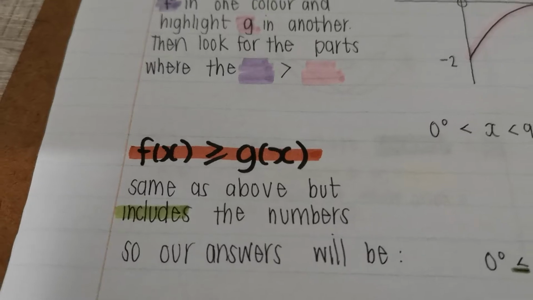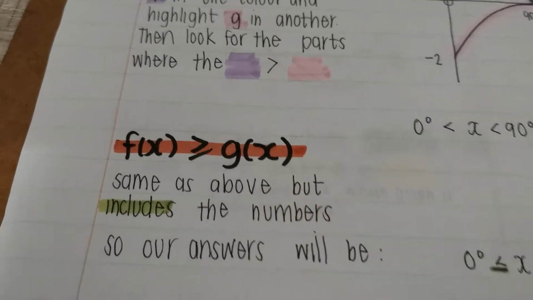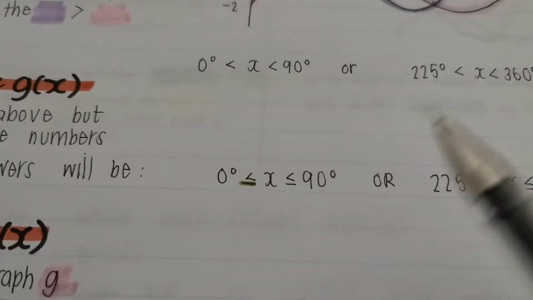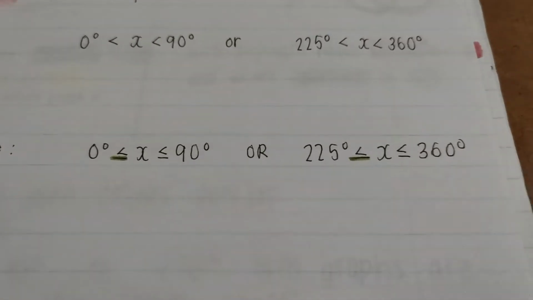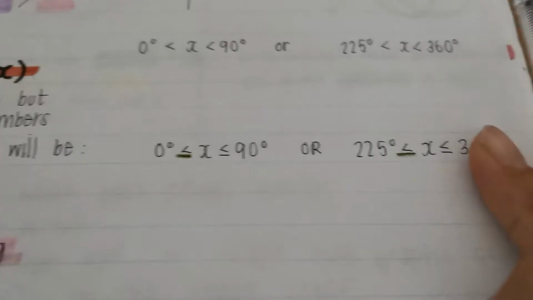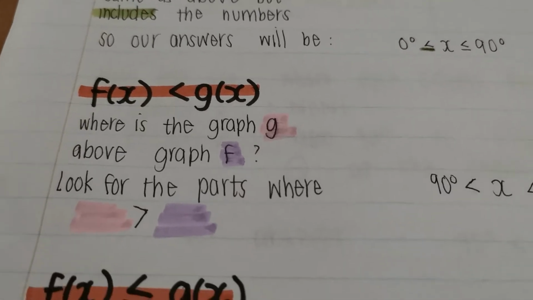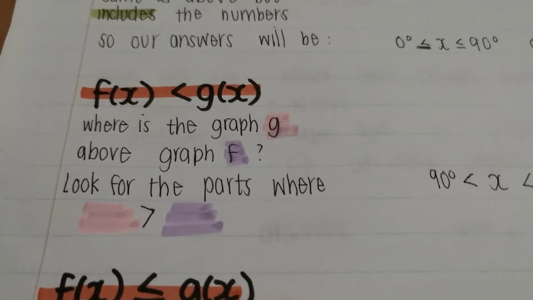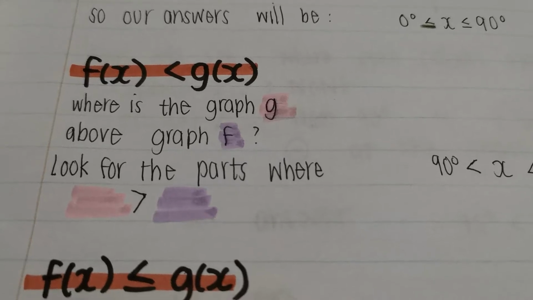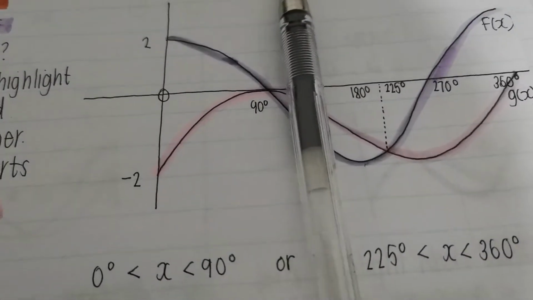If I give it to you as f of x greater than or equal to g of x, same thing like what I did, just this time it must be included. That's all. If I say it the other way around, f of x less than g of x, it's where is my pink graph now on top of my purple graph? And you'd go back to the diagram again and see where's my pink graph on top of purple.